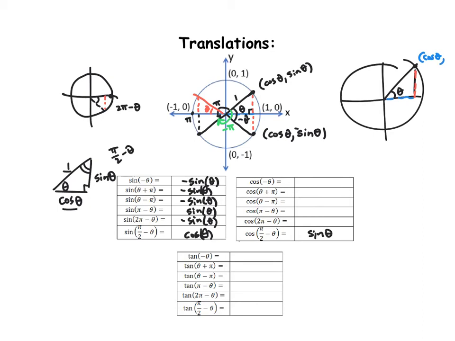So let's put some points up here. Where would the opposite of theta be? Right, the opposite of theta would be here. This is negative theta. So has anything changed with the cosine? Nope. That's why cosine is an even function.